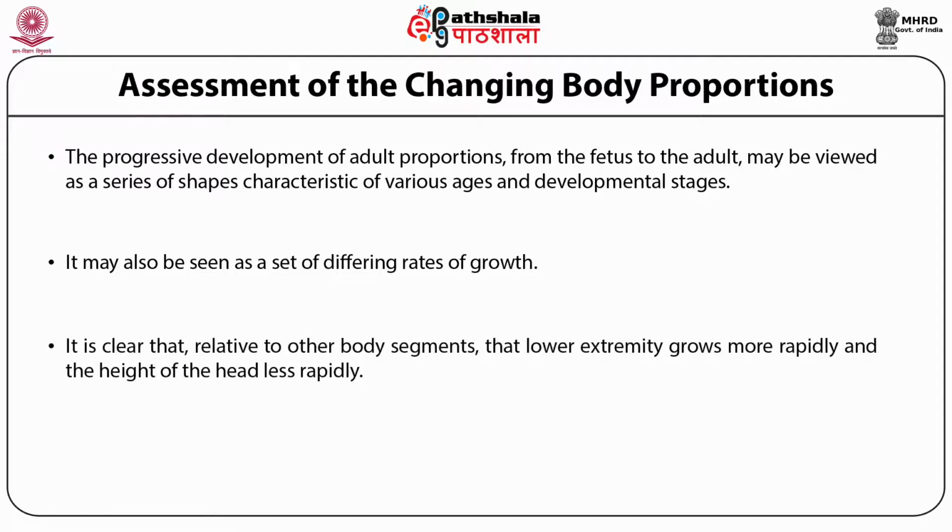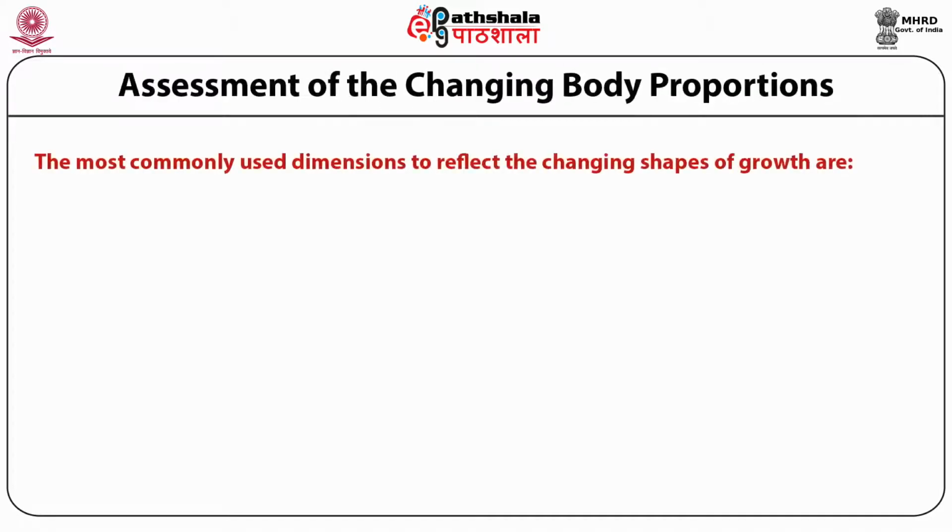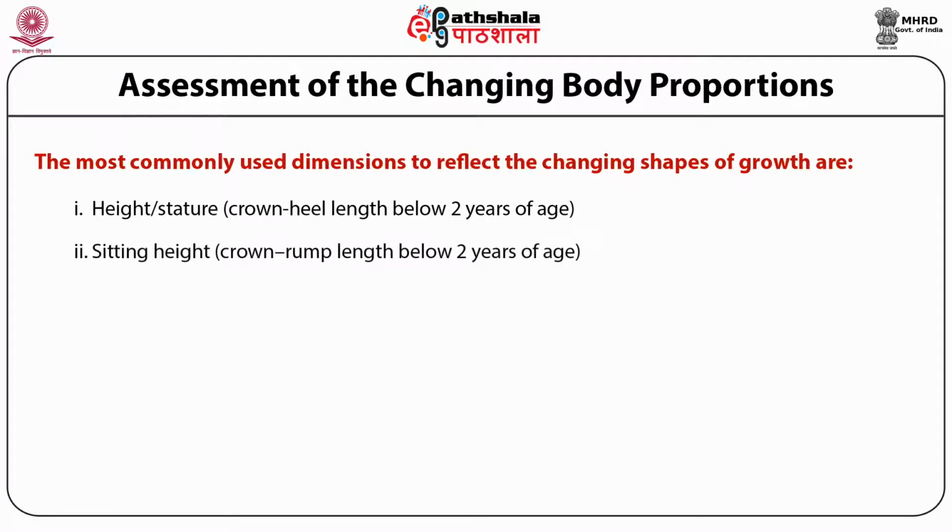It is clear that relative to other body segments, the lower extremity grows more rapidly and the height of the head less rapidly. The differences in growth rates are responsible for changing shapes and proportion. The most commonly used dimensions to reflect changing shapes are height or stature, which is crown-heel length below 2 years of age. Sitting height is the crown-rump length used below 2 years of age. Leg length is measured by height minus the sitting height.